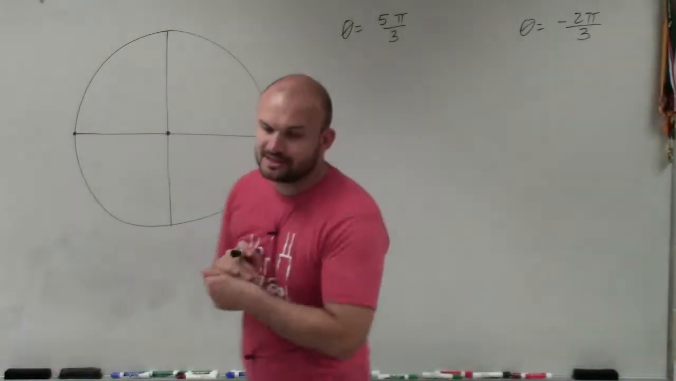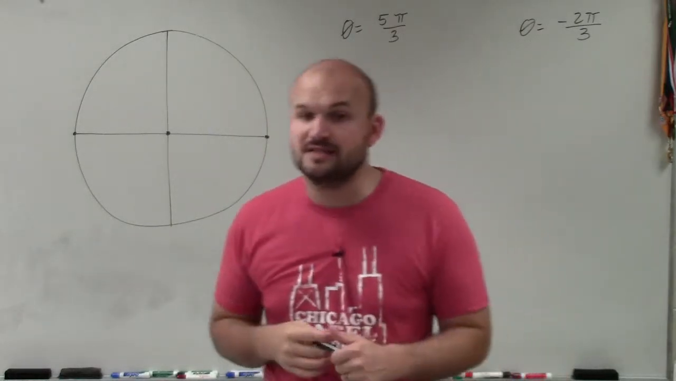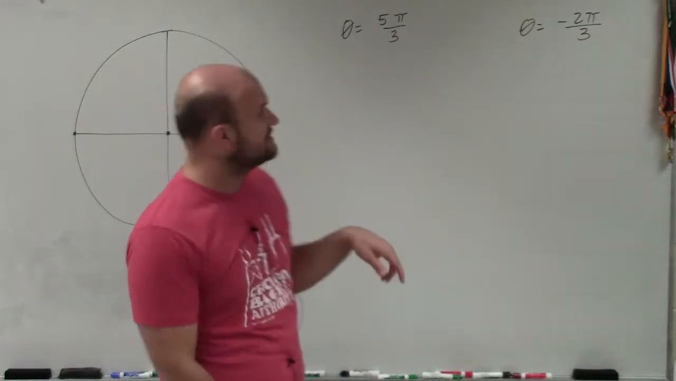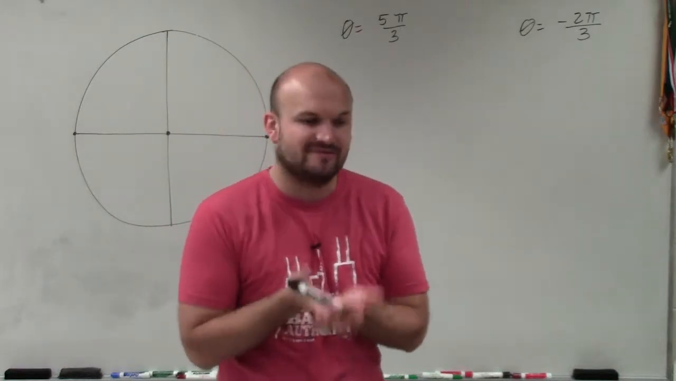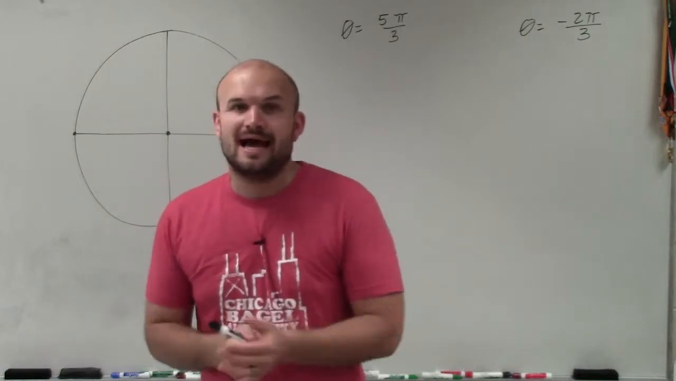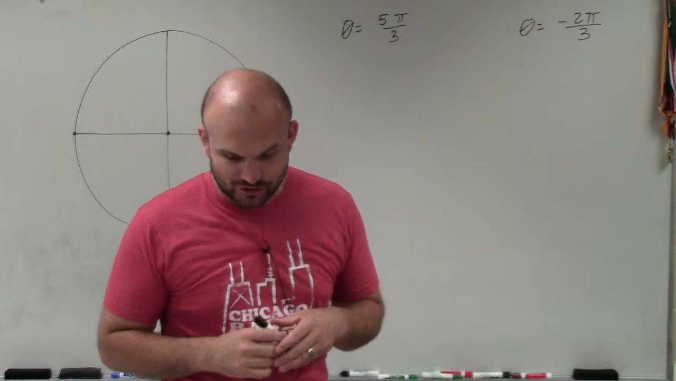Welcome, ladies and gentlemen. What I'd like to do is show you how to evaluate our 6 trigonometric functions using an angle. Given here, we have theta equals 5 pi over 3, as well as theta equals negative 2 pi over 3. We're going to determine where those angles intercept the unit circle and use the points they intercept to evaluate our 6 trigonometric functions.